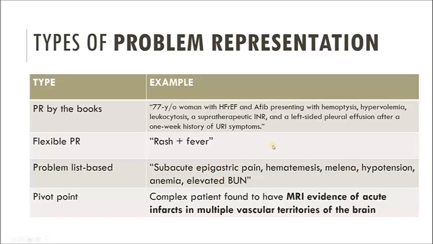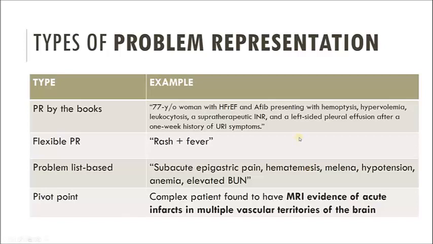Another approach to problem representation is to simply list out the problem list and then ask learners to try to assign a diagnosis based on that. So this might work better for early learners. So if I have subacute epigastric pain, hematemesis, melena, hypotension, anemia, elevated BUN, I might want to list out these problems explicitly for somebody who can't see the pattern and ask them then to try to make sense of that problem list. And that's a different form of problem representation.